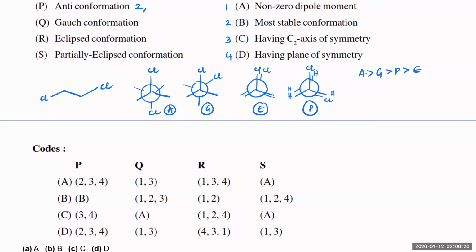Next, having a C2 axis of symmetry. Does it have a C2 axis of symmetry? Indeed. In fact, if you take this as the axis and rotate it around, this chlorine will be repeated. You can see here also like this. So suppose I put an axis here, this chlorine, if it goes here, comes here. This is the anti-form you can see. From here, if I keep it like this and rotate it around, you will get the same chlorine repeated after 180 degrees, which means it has a C2 axis of symmetry. So 3 is also correct for it.